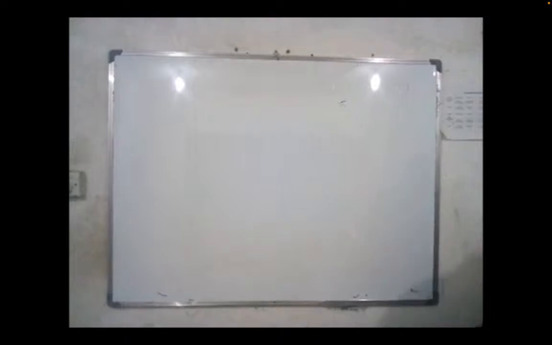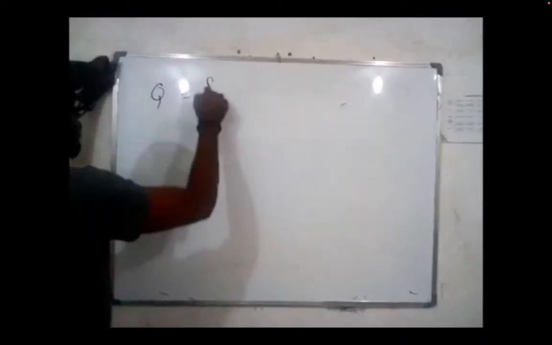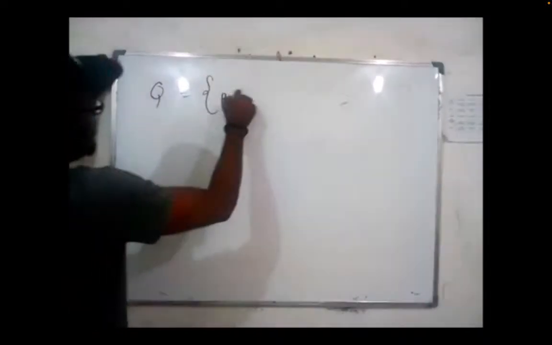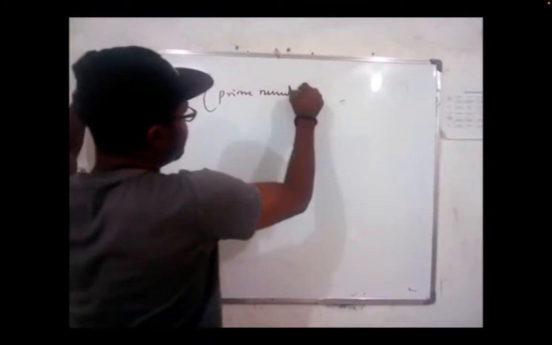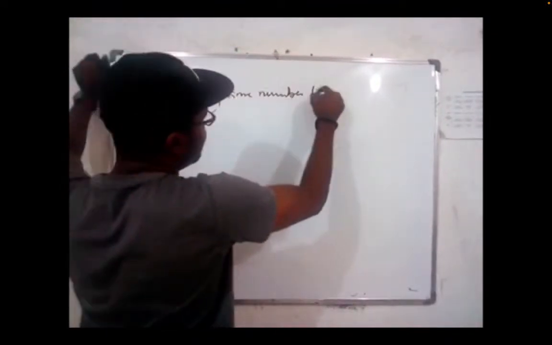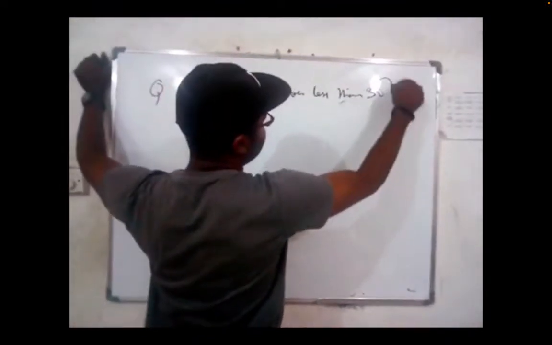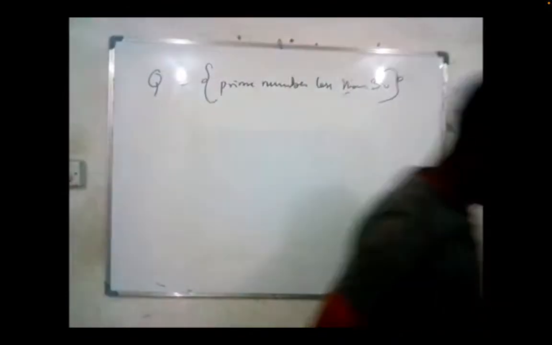Now I'm going to require you to list the elements of the following set. Prime numbers less than 30. List me the elements of this set. Prime numbers less than 30. That's assignment number 1.